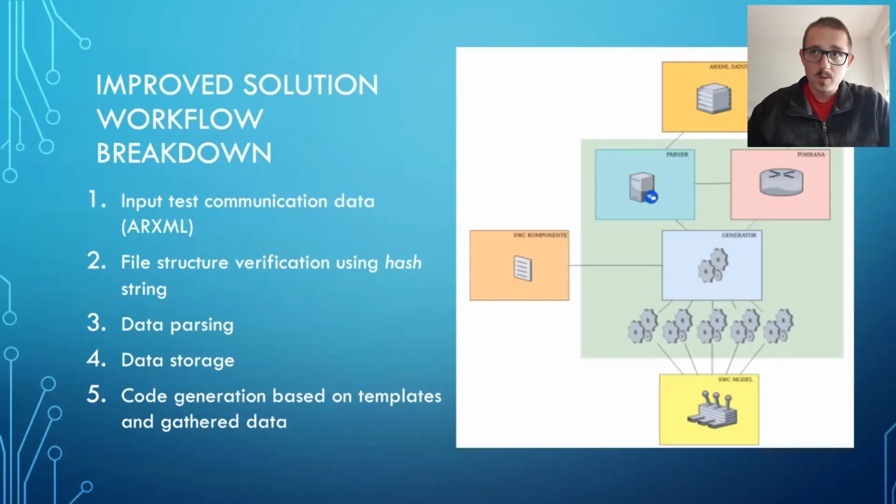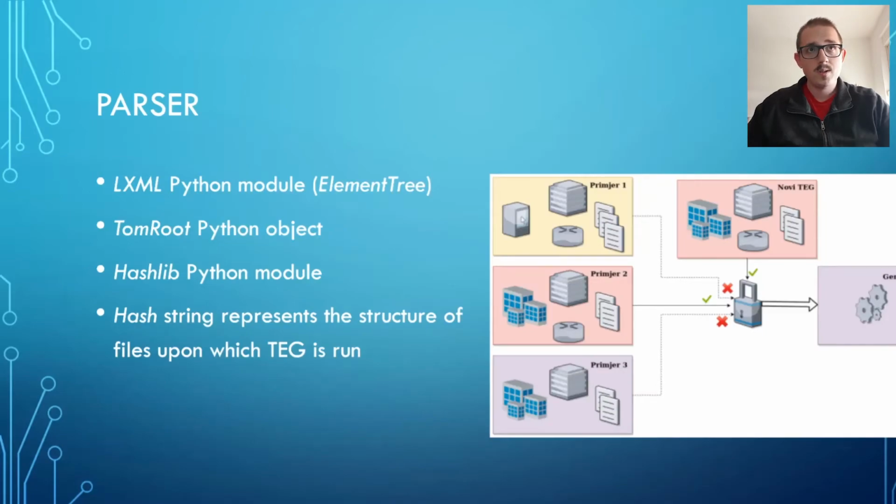And then when it comes to the generator part, as you can see, I've illustrated here, the generator uses multiprocessing to make a single processing task for every SWC which needs to get generated, which improved the runtime immensely. So concerning the parser improvements, still the LXML Python module was used. I have, after much research, found that it was the most appropriate module to use. I saw no meaningful way to improve XML parsing.